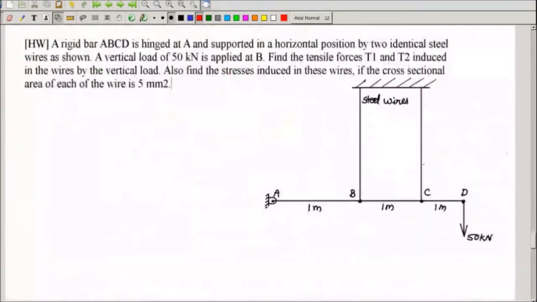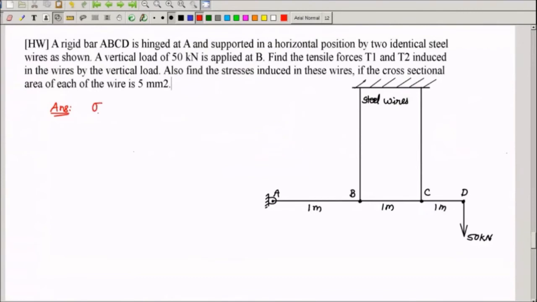You can find many examples like this. Here is one such problem. A rigid bar ABCD which is supported by steel wires. So here also the rigid bar ABCD will not undergo deformation, but based on the deformation of steel wires, you can form similar triangles here also and arrive at the solution. I'll give the answer here.